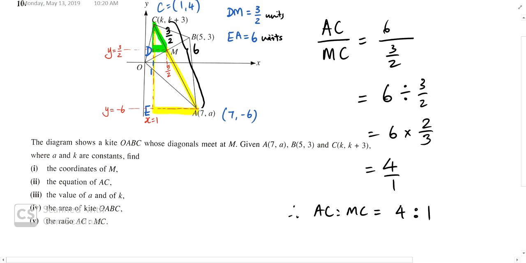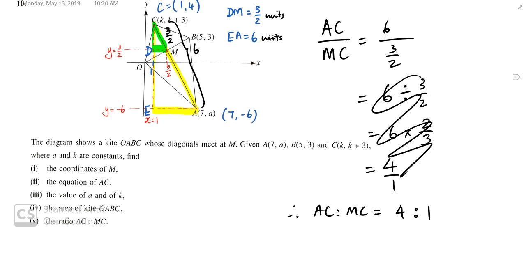If I were to do the fraction method, normally I would put AC over MC, so I would just do 6 divided by 3 over 2, and then you still get 4. Yeah, you still get the same thing. Can I just use the calculator? Yes, you can.